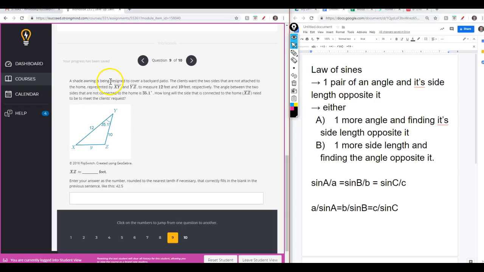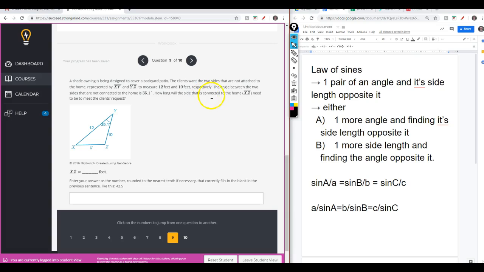Alright, a shade awning is being designed to cover a backyard patio. The clients want the two sides that are not attached to the home, represented by segment XY and segment YZ, to measure 12 feet and 10 feet respectively. The angle between the two sides that are not connected to the home is 35.1 degrees.